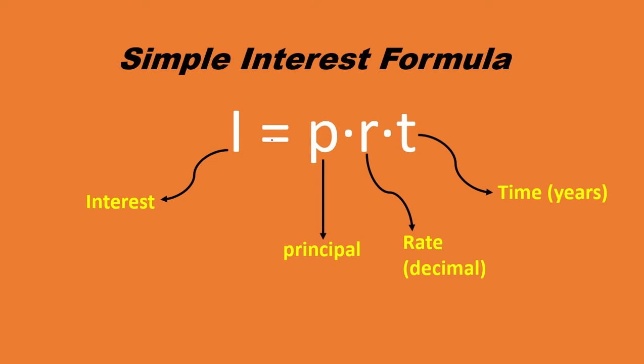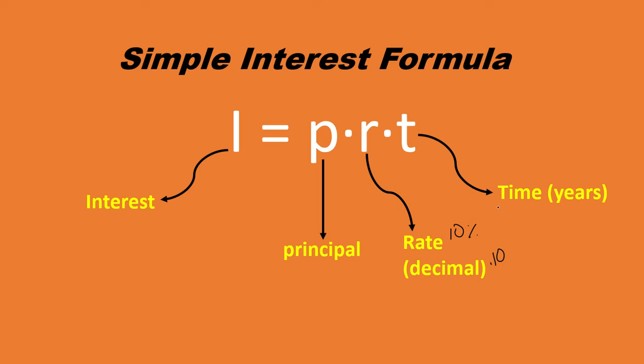I equals PRT. P times R times T. And if you see it squished up against each other, PRT, you know that that is multiplication. Each letter stands for something specific. I stands for interest, P stands for principal, meaning starting amount. R is the rate as a decimal. Remember we talked about that 10% from that previous example? Well, in this formula, you wouldn't write 10%. You would write it as a decimal, which is 0.10.